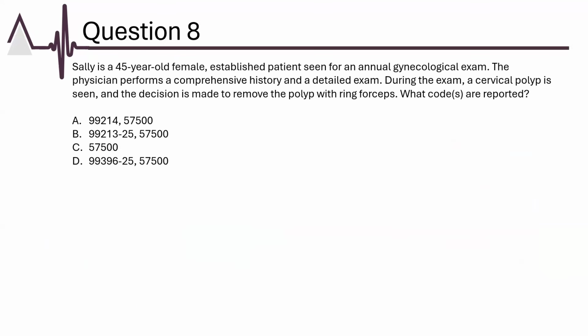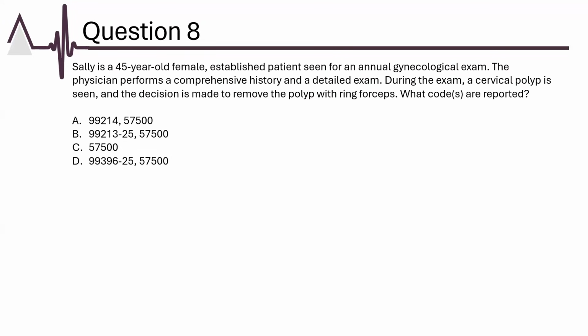Question 8. Sally is a 45-year-old female, established patient seen for an annual gynecological exam. The physician performs a comprehensive history and detailed exam. During the exam, a cervical polyp is seen, and the decision is made to remove the polyp with ring forceps. What codes are reported? When reviewing the answers, I can see that 57550 is included in all the answer choices. Noting this will save me time later.